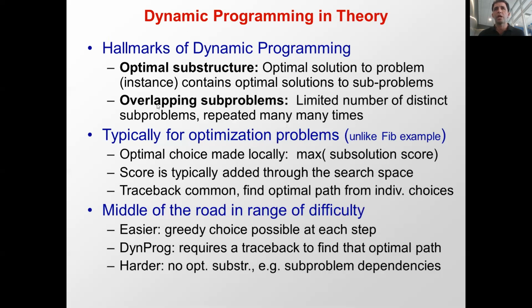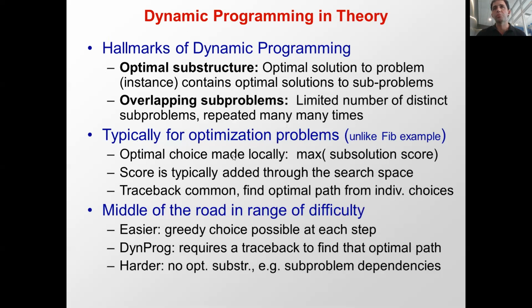You also need to have overlapping subproblems. Basically, what we had in Fibonacci was a limited number of distinct subproblems that were repeated many, many times. And typically, we're going to be looking at optimization problems for dynamic programming. So the Fibonacci example was not an optimization problem, it was simply a computation problem. And in fact, it's a little bit of a contrived example because Fibonacci actually has a closed form solution. But it basically taught us the principles of filling out that table bottom up.